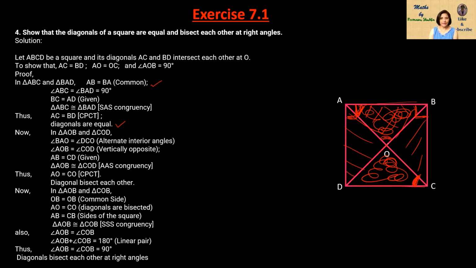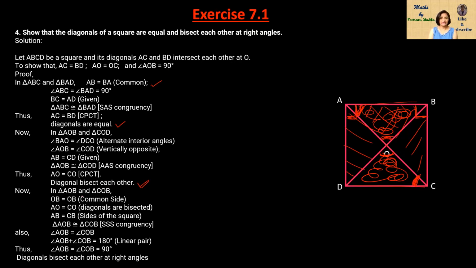And here angle AOB, this angle, equals this angle because these are vertically opposite angles, right? And AB equals CD given. So by AAS congruency rule, we can say triangle AOB and triangle COD are congruent. So by CPCT, we can say AO equals OC. So that is also proved, that diagonals bisect each other.